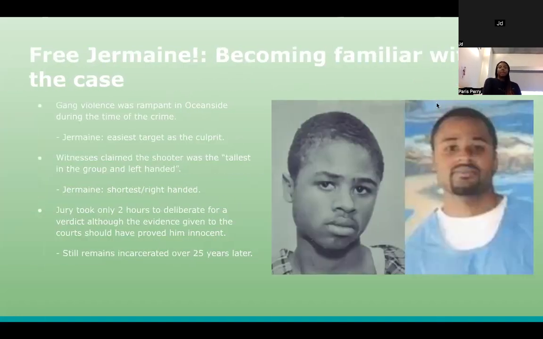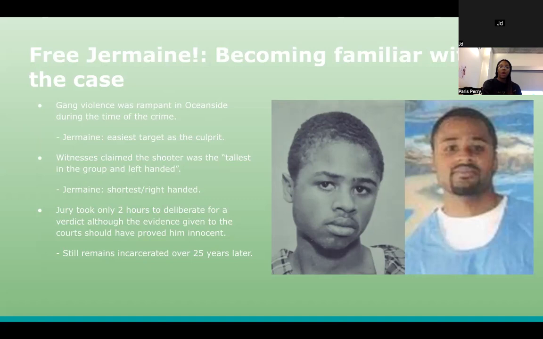So, free Jermaine, becoming familiar with the case. At the time of the crime, Jermaine was seen at the scene with his friends, but his ex-girlfriend was nearby along with his mother in the same area. The crime was happening, I want to say, a few blocks away from his house. So these women got very close to the crime scene, repeatedly shouting his name, kind of alerting the officers that he was there.